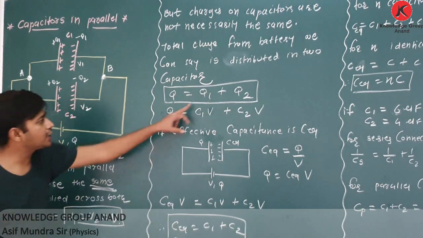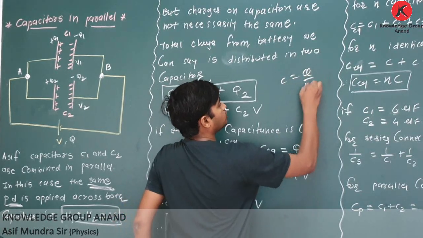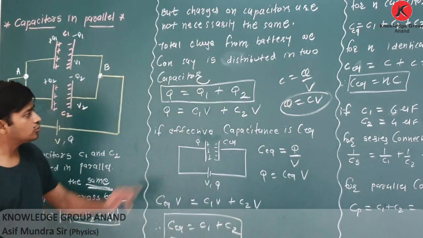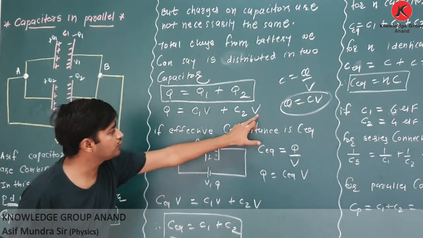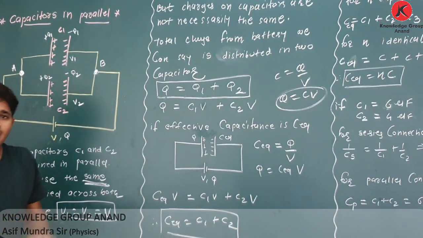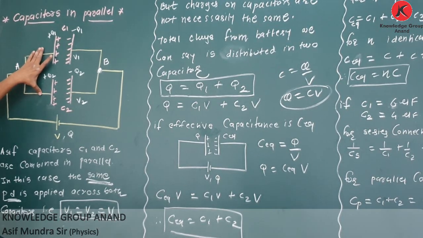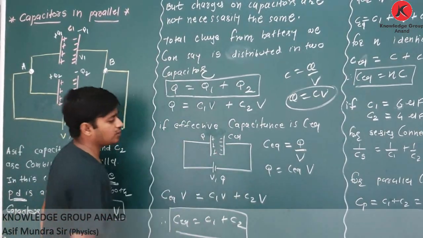Now I can write Q1 is equal to, again we know the relation, C = Q/V. So Q = CV. So Q1 = C1V, and Q2 = C2V, because the potential V1 = V2 = V. Clear?